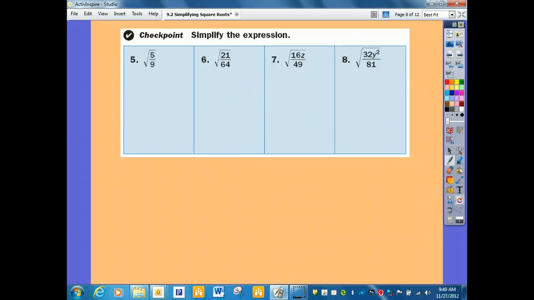All right, now, number 6. The square root of 21 over the square root of 64. Who wants to come up here and write the answer for this one? Go for it. What do you get?